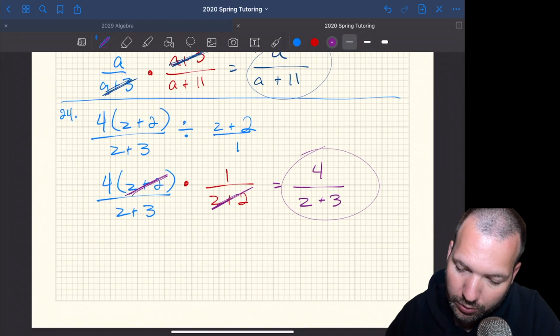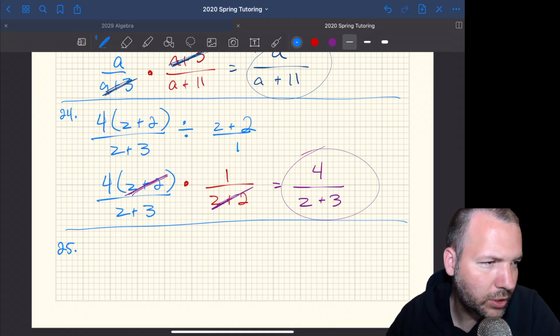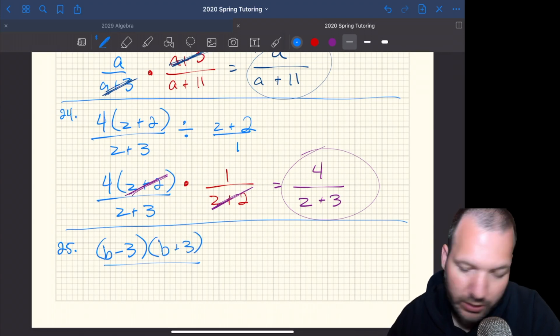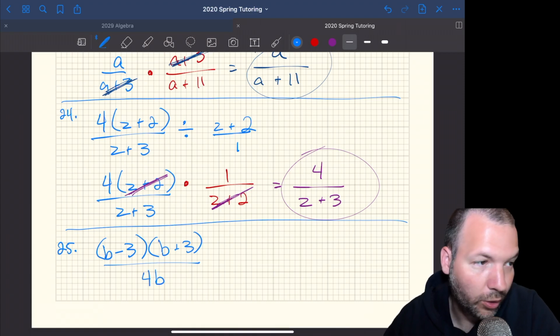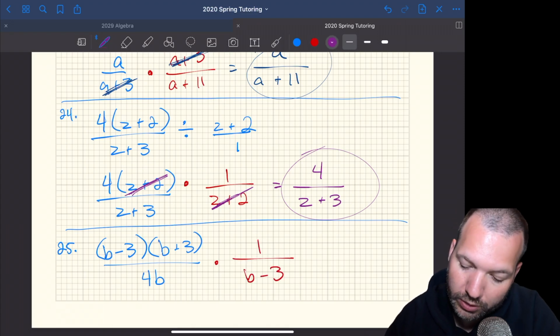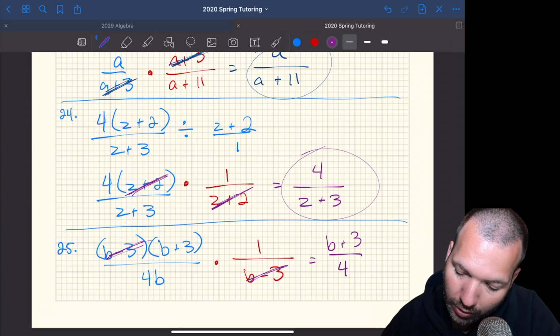I bet I can get 25 in here. Similar situation on 25, we have b squared minus 9, which of course is the same as b minus 3, b plus 3, and it's over 4b. It's being divided by b minus 3. That's really going to be times 1 over b minus 3, using those same reciprocals. The b minus 3's cancel, and we get b plus 3 over 4b.